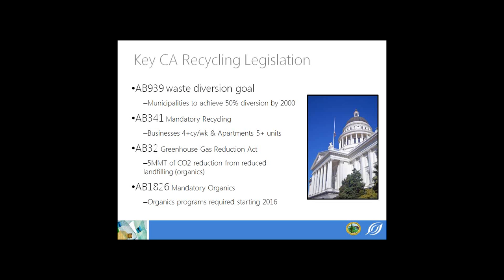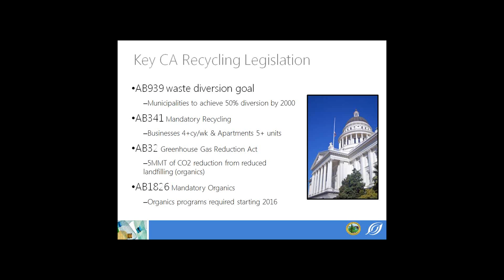Quickly, California is really a leader when it comes to recycling legislation and environmental legislation in all areas related specifically to solid waste and recycling. We've had a number of pieces of legislation, but 4 sort of landmark historical pieces. Back in 1989, AB 939 was the one that established our waste diversion goal that I talked about earlier, that each community targets, and that was 50% waste diversion by 2000.